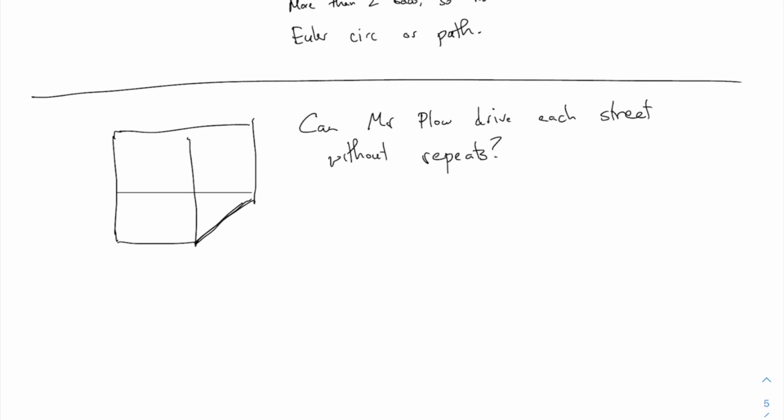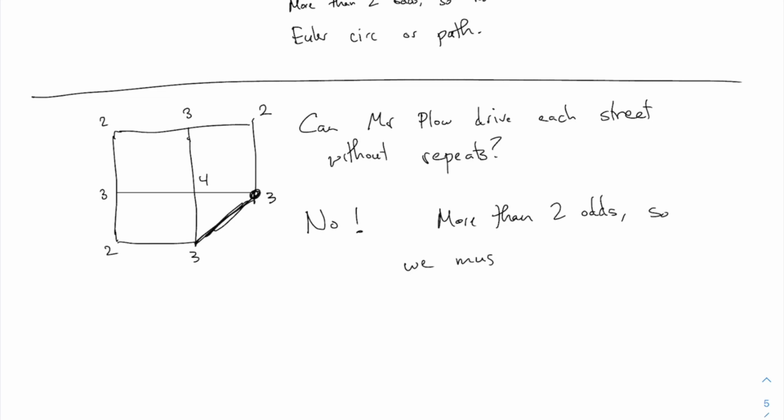You should look first at the degrees, right? That's all that matters in terms of this business about repeating edges. That's a 3, that's a 3, a 2, a 3, a 3. I intend for all these streets to meet there, and a 4. All right. What do you think? Can Mr. Plow drive each street without repeating any? The answer is no, because there are 2 odds. That means there is no Euler nothing. All right, so no. Did I say 2 odds? I meant more than 2 odds, right? More than 2 odds. So we must repeat some.